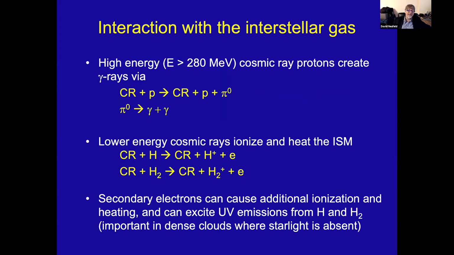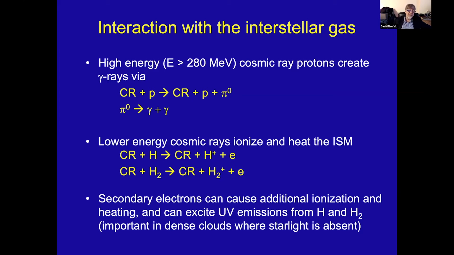These cosmic rays interact with the interstellar gas in a number of interesting ways. The high energy cosmic rays, meaning with energies above a threshold of 280 MeV, create neutral pions that then decay to produce gamma rays that can be observed and are a very useful probe, as you may know, of the column density of protons along a sightline.